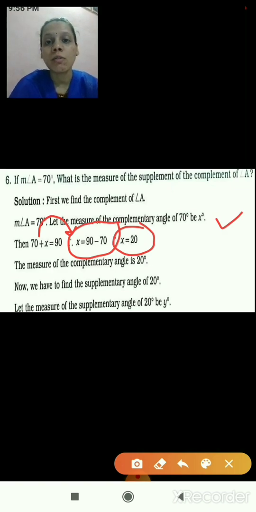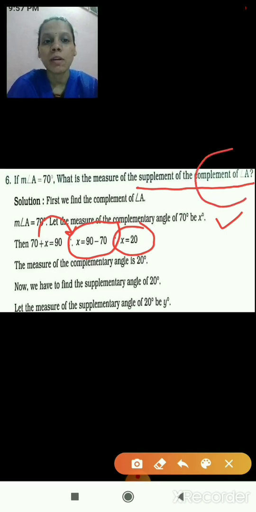Now we will find out the supplementary angle of 20 degrees, because in the question it is given we need to find out the supplementary of the complement of angle A. So now we got the complement of angle A, that is 20 degrees. Now we will find out the supplementary of this 20 degrees. So now we have to find the supplementary angle of 20 degrees. Now we will consider it as another letter. Already here we took x. Now we will take it as y.